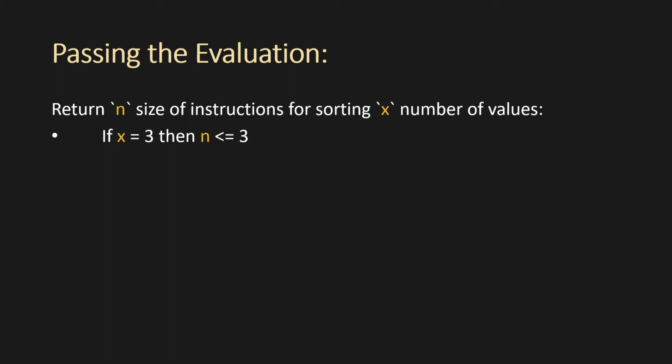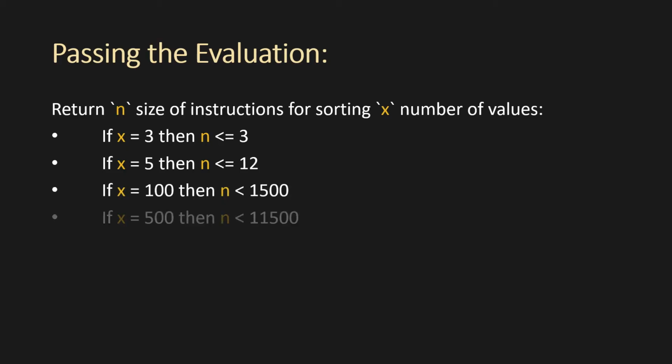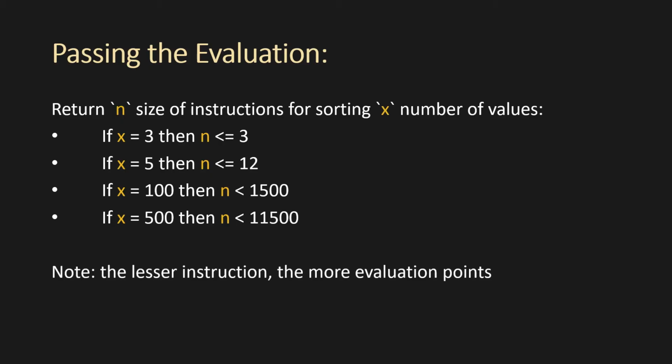And for an input of 5 random numbers, then the list of operations will need to be less than or equal to 12. And you can see the guide here for an input of 100 numbers and for 500 numbers. Now, the lesser the instructions our program returns to us, the more evaluation points that we will get.